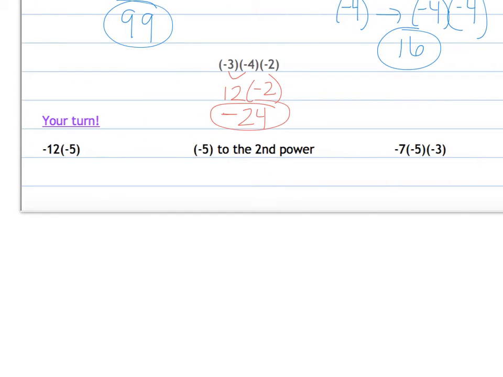Now give these a try. Pause and try them out. Negative and negative, same sign is positive. 12 times 5 is 60.